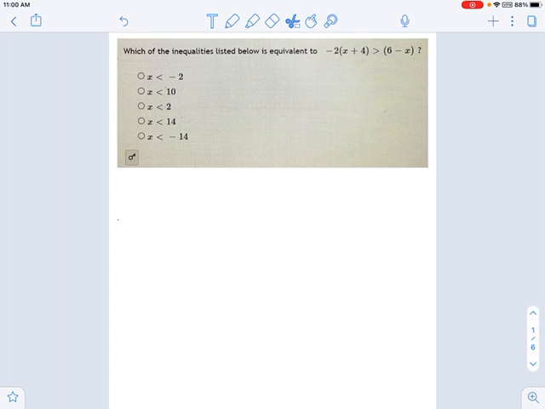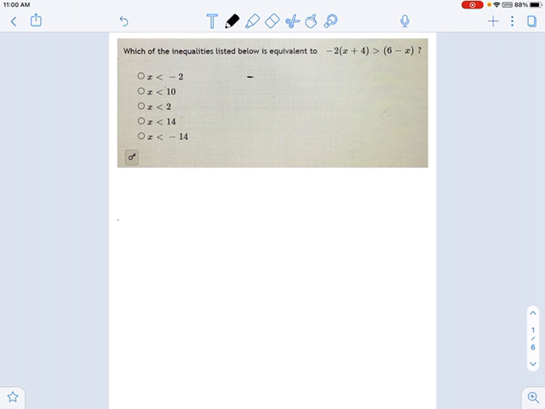We need to simplify an inequality that has x's on both sides of the inequality symbol. And the way we do this for starters is pretty straightforward. We're going to use everything that we're used to for equality equations with an equal sign. But there are a couple of landmines that you want to avoid when you're dealing with this greater than, less than symbol. Okay, so let's just get started.